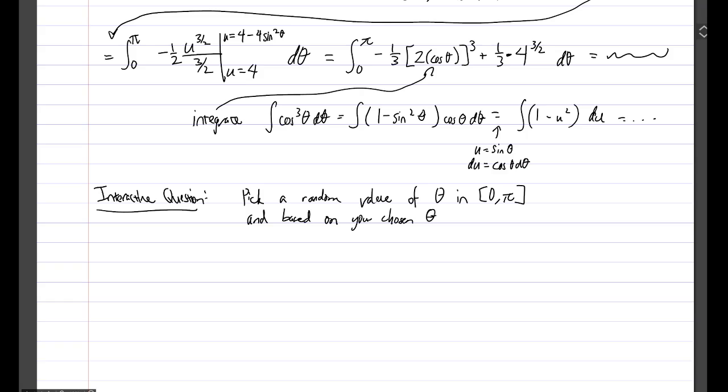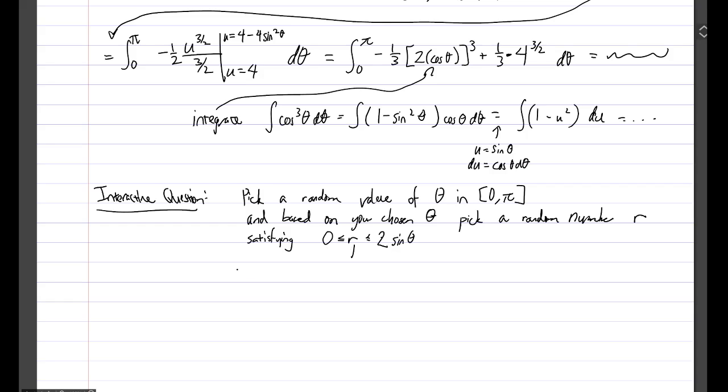Then pick a random number r, but not just any number r, a number r satisfying that inequality earlier, that 0 should be less than or equal to r, which should be less than or equal to 2 times sine of theta. So you should take your theta, first compute 2 times sine of theta, and then be sure to pick an r value that's in between 0 and that number.